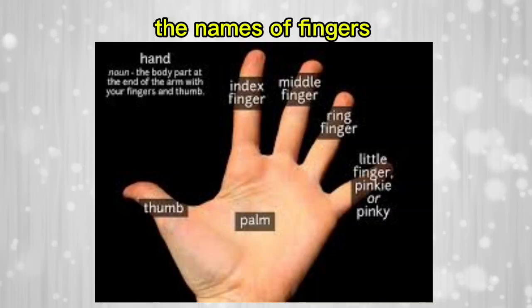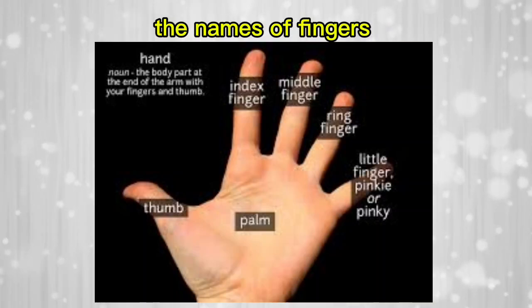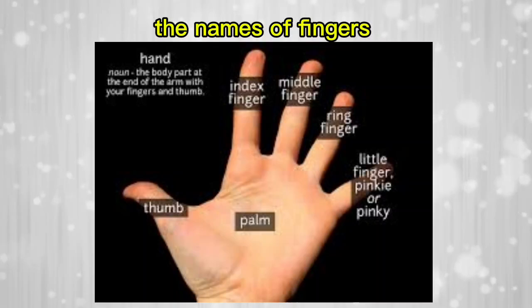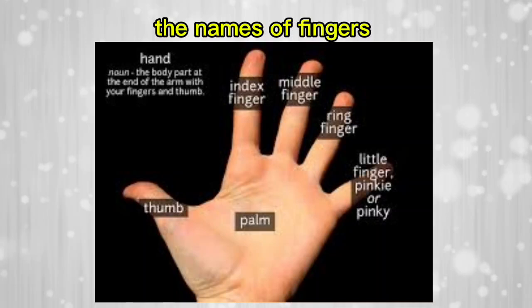Okay, now for the names of fingers. Thumb, index finger, middle finger, ring finger, and the little finger, or pinky with IE or pinky with Y. And the middle of the hand we call palm.